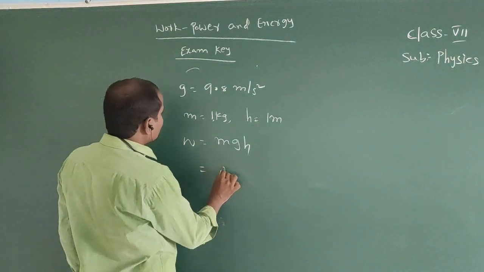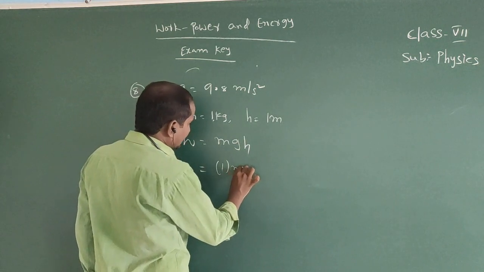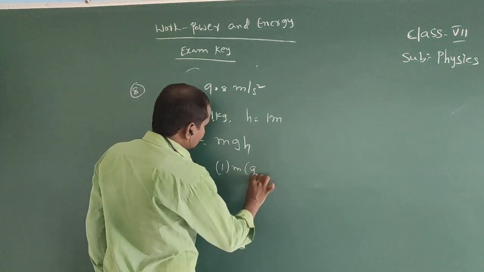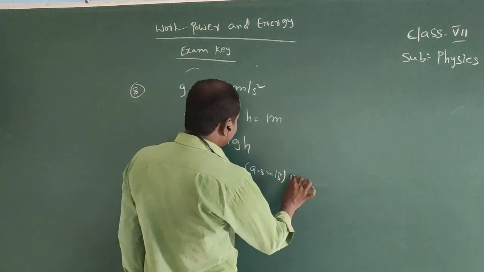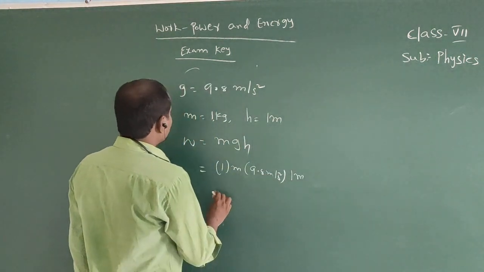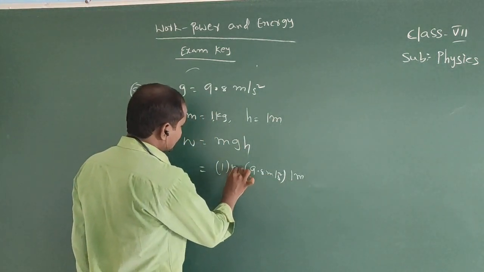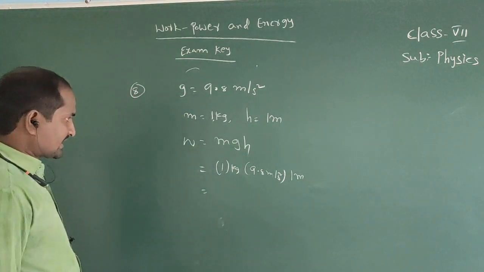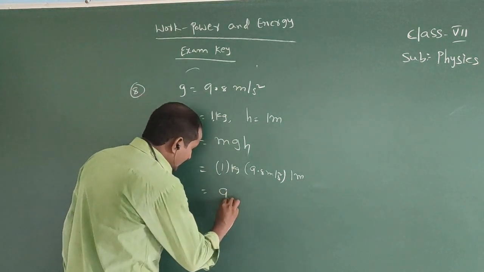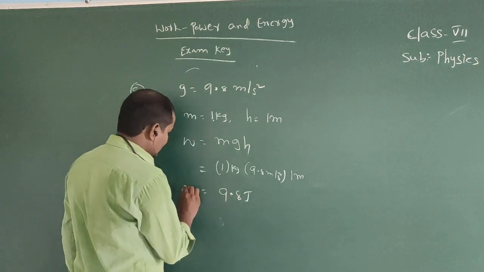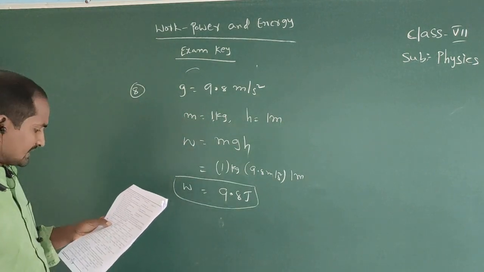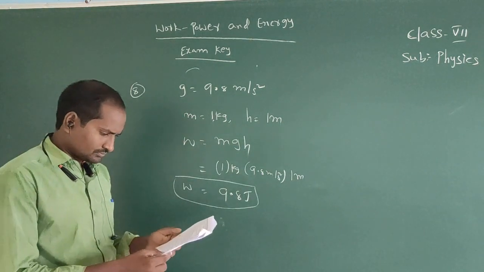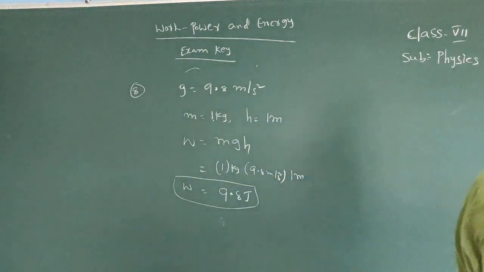So here m equal to 1 kg into 9.8 meter per second square into height 1 meter. So 1 kg into 9.8 meter per second square into 1, that equal to 9.8 joules. So here work done equal to 9.8 joules.